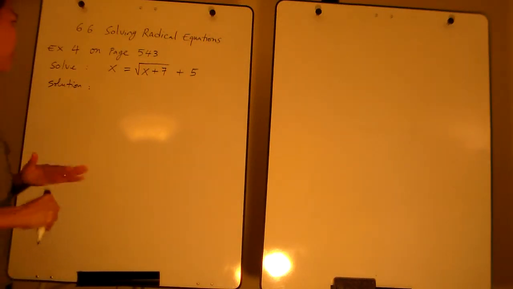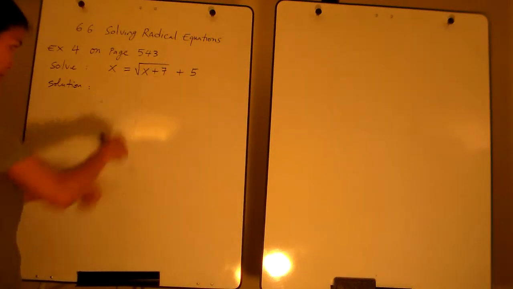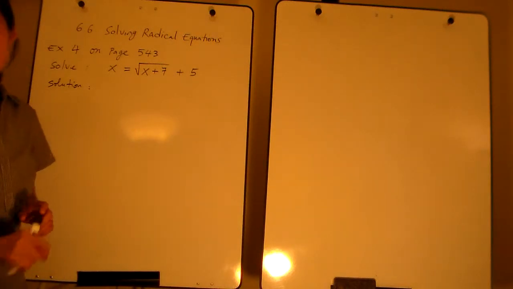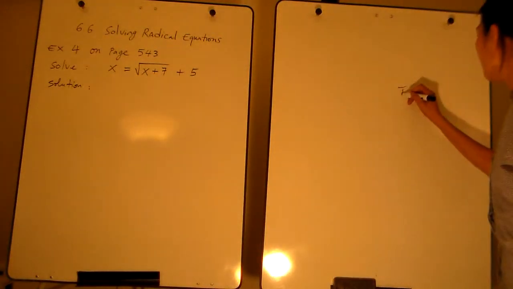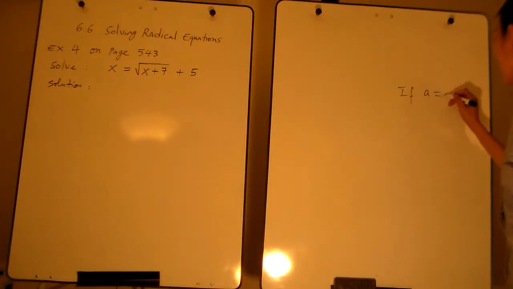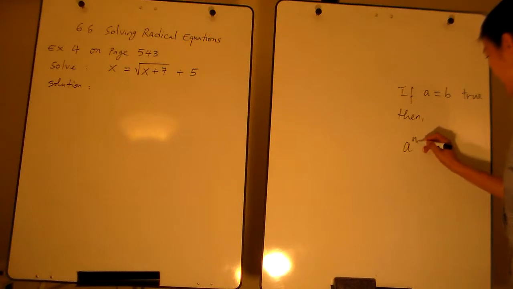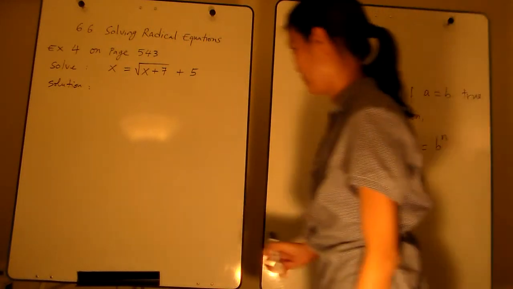So my goal is to isolate the square root of this radical alone so that I can use the principle of powers, which says that if the equation A equals B is true, then you can take A raised to the n power equal to B to the n power. The left hand side still equals the right hand side. N is some natural number.